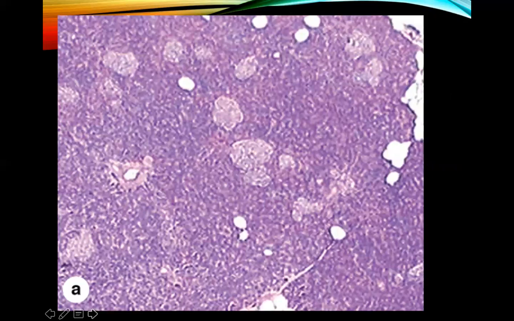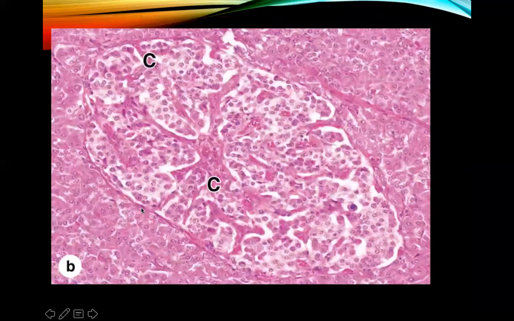This is a picture in the laboratory wherein we can see the pancreas. This is the exocrine portion, and the one that is encircled by the red circle, these are all your islets of Langerhans. As mentioned a while ago, you cannot determine alpha, beta, or the different cells in the islets with an H&E stain. Usually we use immunohistochemistry.